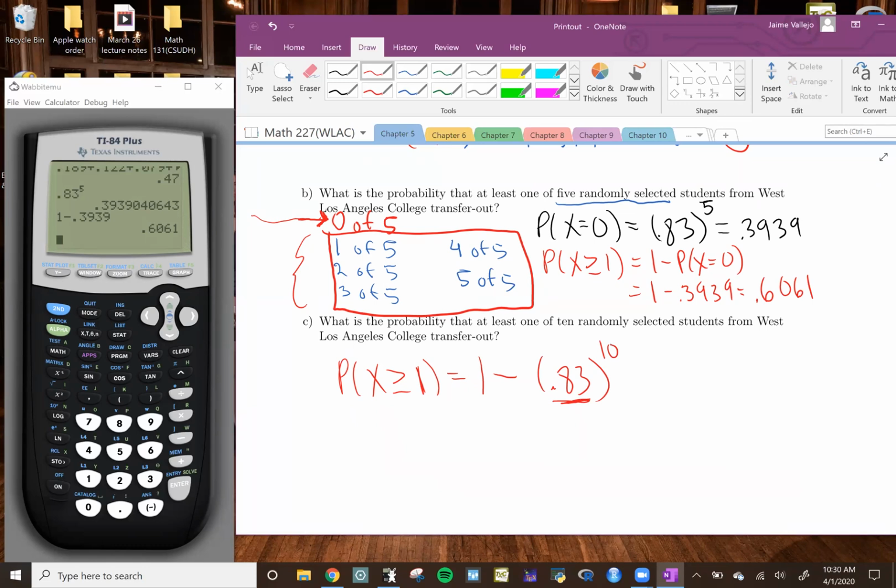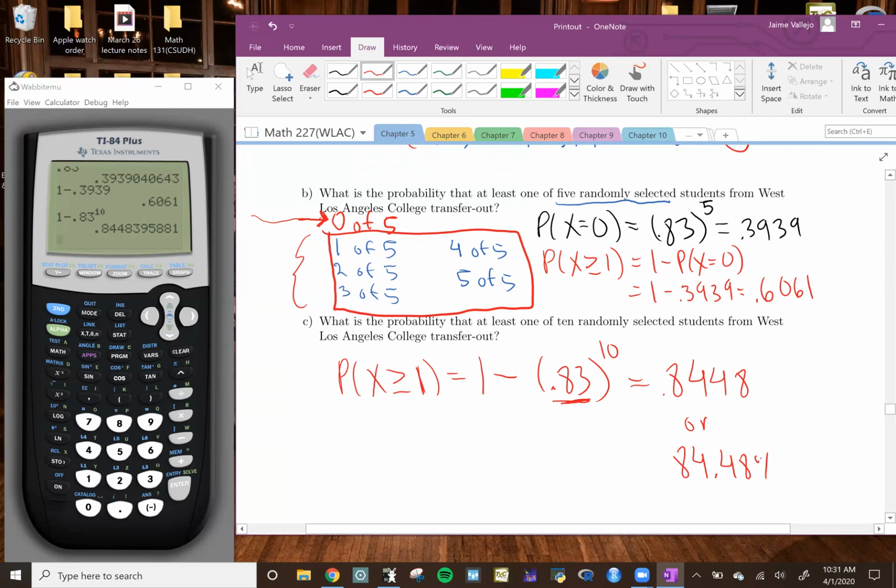Any questions so far on how I got the equation? All right, so I'm going to go ahead and solve it. Oh wait, actually, 0.83 is those who don't transfer out. So then we're putting it to the 10th power because none of the 10 is going to transfer out.